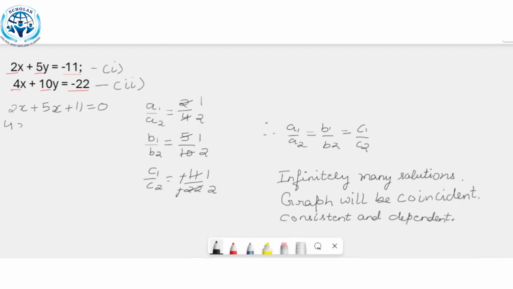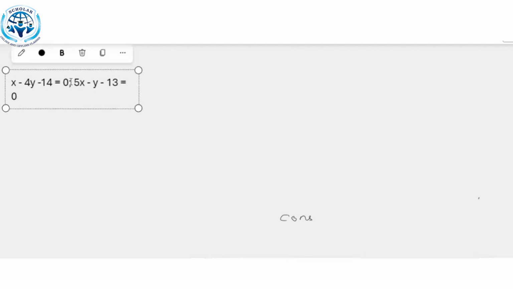The equations should be converted into standard form first. That means a1, b1, c1 and a2, b2 and c2 will lie on the left hand side of the equation. 2x plus 5y plus 11 is equal to 0, and 4x plus 10y plus 22 is equal to 0 is the second equation. The result is consistent and dependent. Now we will move to the second pair of equations. This is the second pair. So we will see the result.